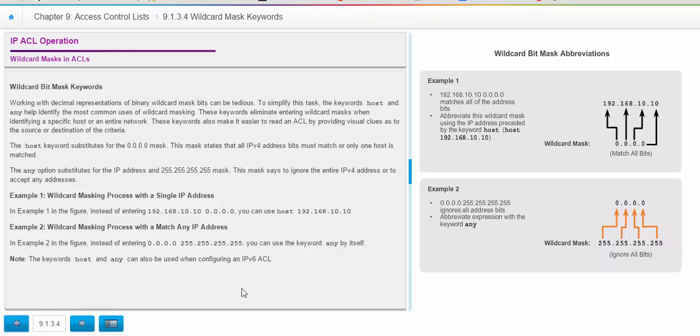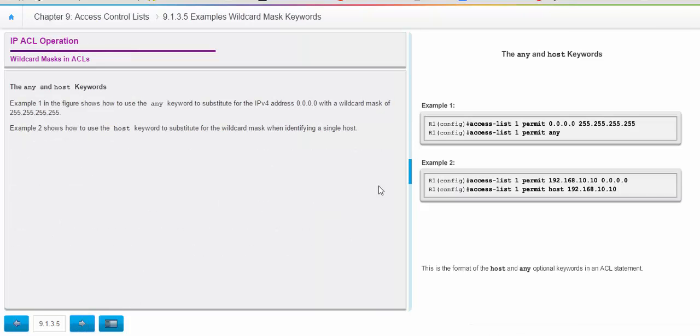So here in the first example, instead of entering 192.168.10.10 with quad 0, you can use host 192.168.10.10. And in this figure too, instead of doing the quad 0, quad 255, you use the keyword any by itself. So it would say access list 1 permit the quad 0 with the quad 255, and then access list 1 permit any. Or you can have access list 1 permit, you have the IP address with quad 0, and you're going to tell it to permit the host 192.168.10.10.